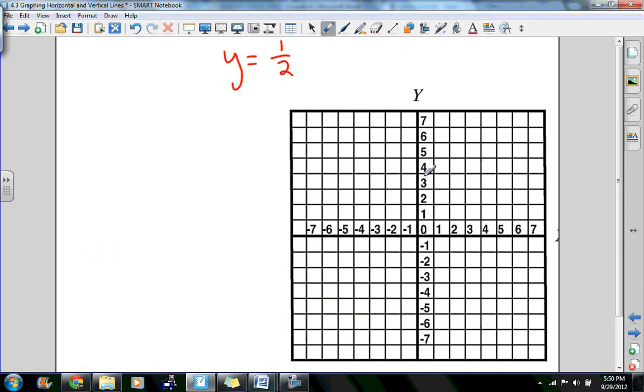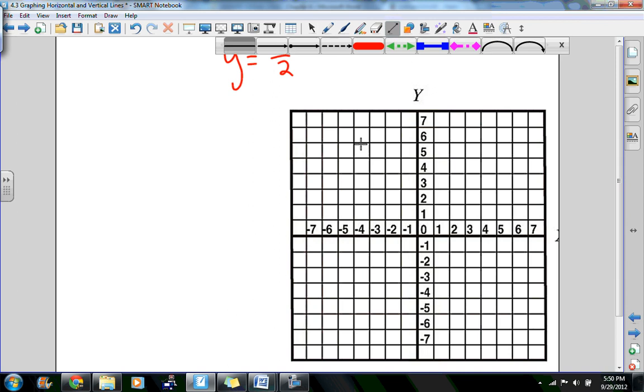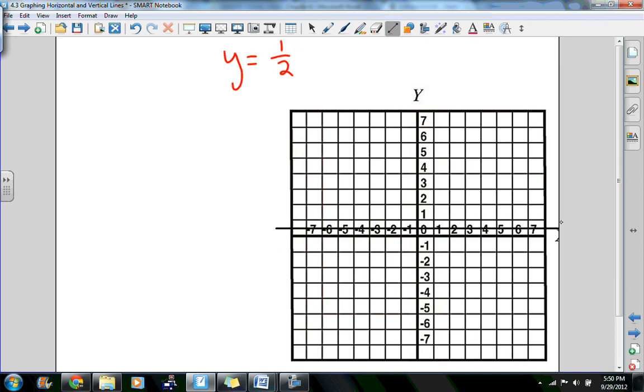For this one, you should have gotten a horizontal line right there. That is the answer to this one. Okay, questions, bring them to class.